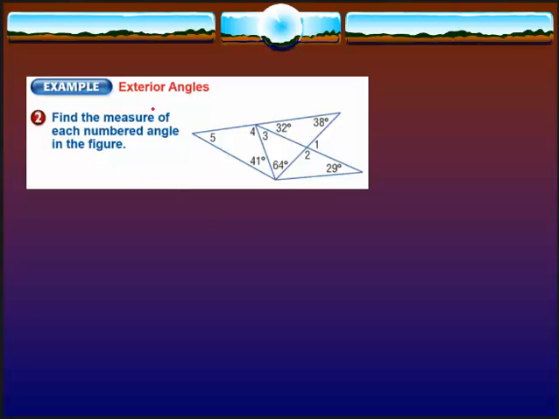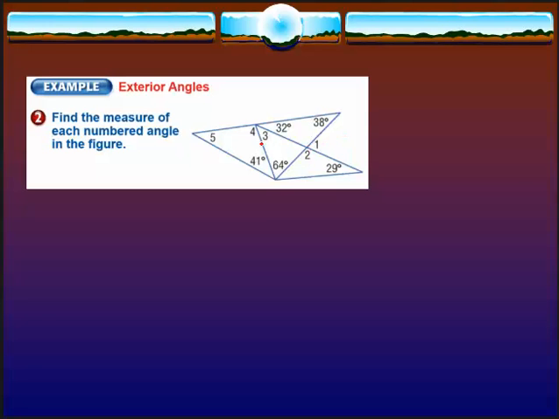Exterior angles. Find the measure of each numbered angle in the figures. Okay, so again, lots of relationships here, lots of triangles. I see 1, 2, 3, 4, and then this big triangle 5, and this big triangle 6 different triangles. So where to start?